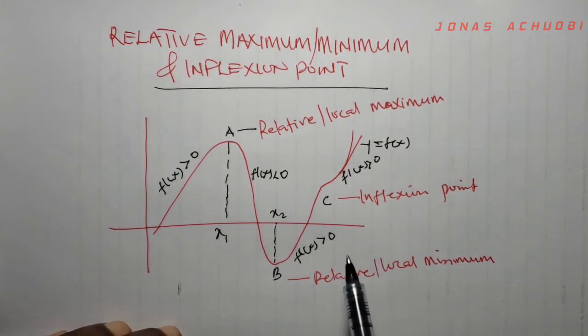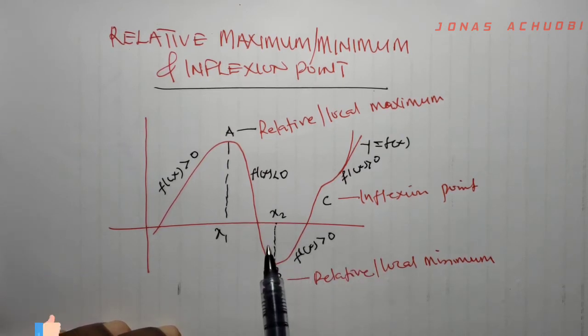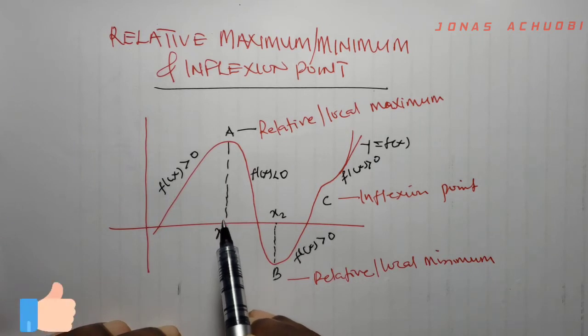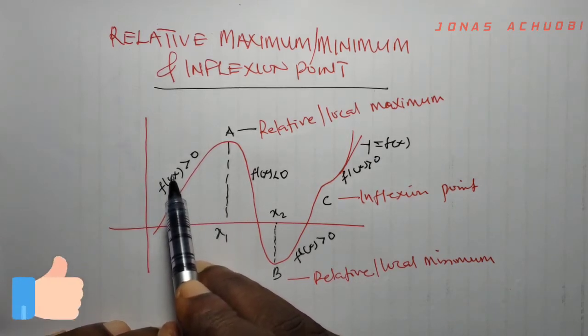So, to investigate the nature of a critical point, all we need to do is to check what the signs are to the left of the point as well as what? To the right.